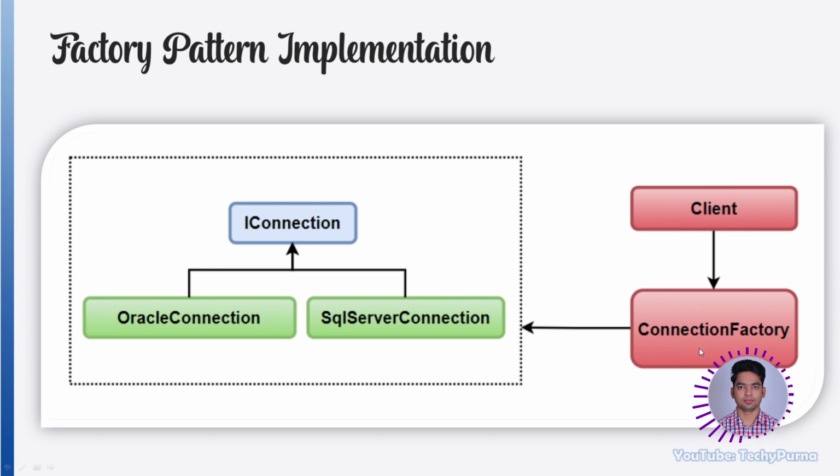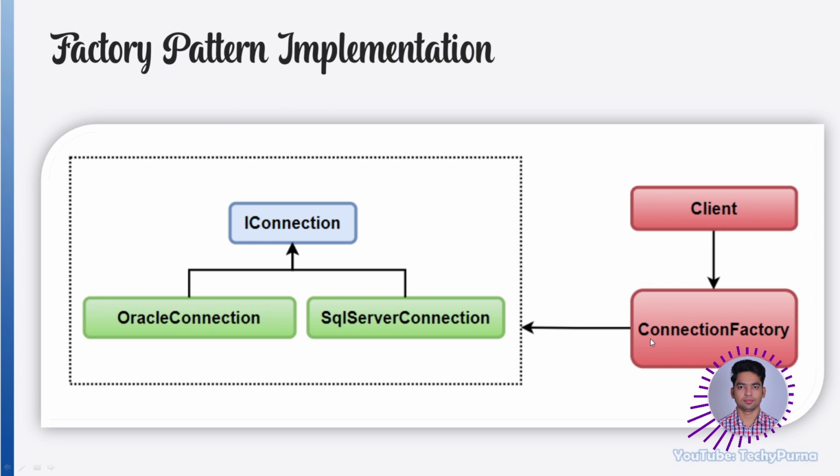Another example here: the connection factory is responsible for creating the object of database connection based on the type supplied by the client, and the possible parameter types here could be Oracle and SQL Server. Based on that, the client will get the connection object of the particular connection type.